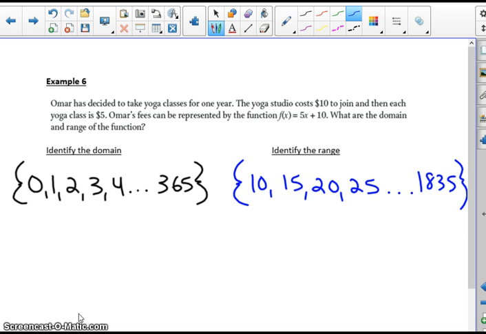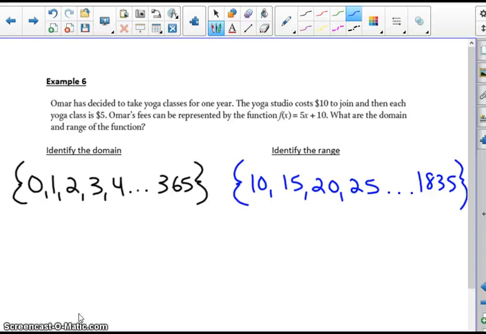All right, example 6 here. Omar has decided to take yoga classes for 1 year. The yoga studio costs $10 to join, and then each yoga class is $5. Omar's fees can be represented by the function f of x equals 5x plus 10. What are the domain and range values?